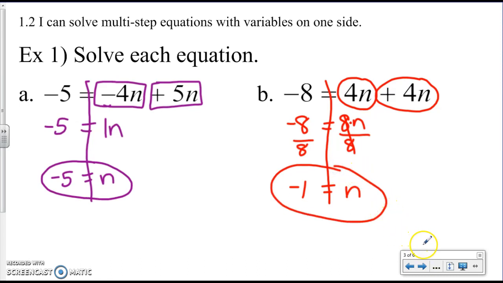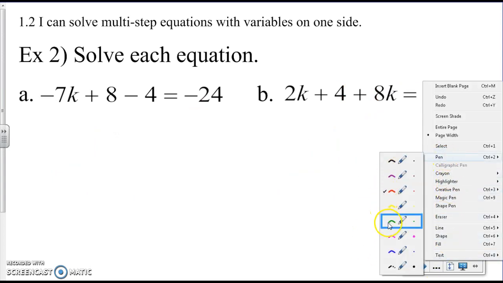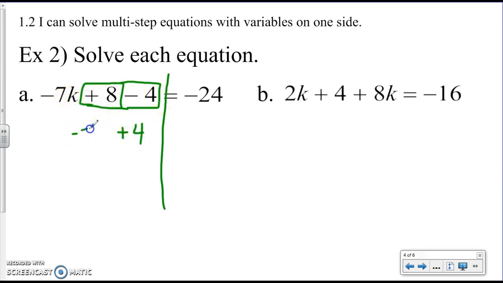Let's go ahead and do 2 more, and then we'll let you try some on your own. Okay, so you'll notice here these are a little bit longer problems. Still not bad. Same 3 steps that we're going to follow. We're skipping the first step. Second step says to combine like terms on the left side. So on my left side here, I have -7k plus 8 and -4. I can combine my +8 and my -4 together because they both don't have a variable. So +8 minus 4 gives me 4. My -7k, I didn't do anything with that, so I'm going to bring it straight down and leave it alone. Okay, so that's step 2.